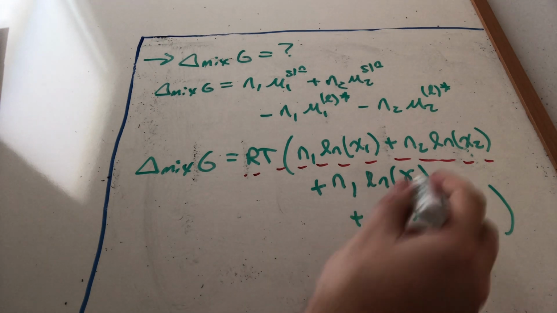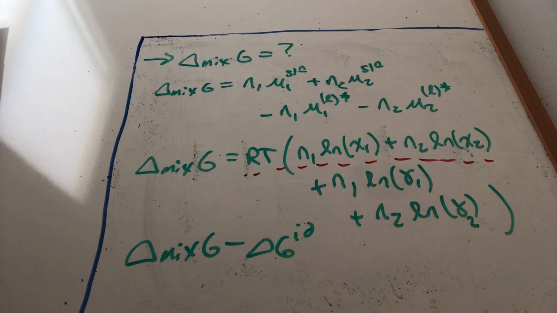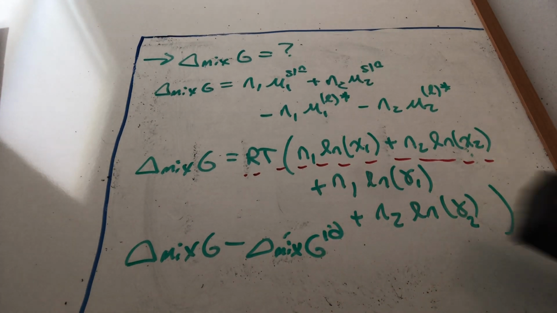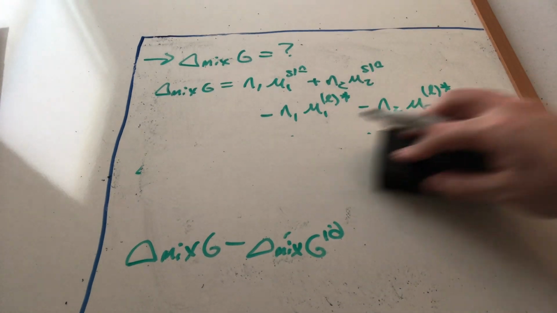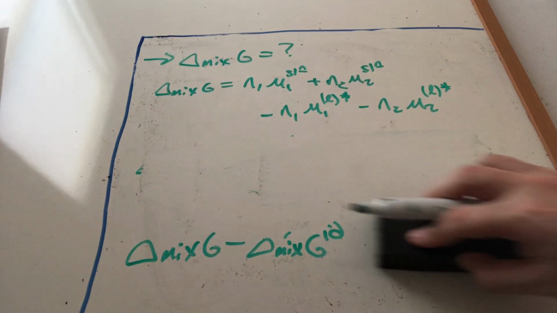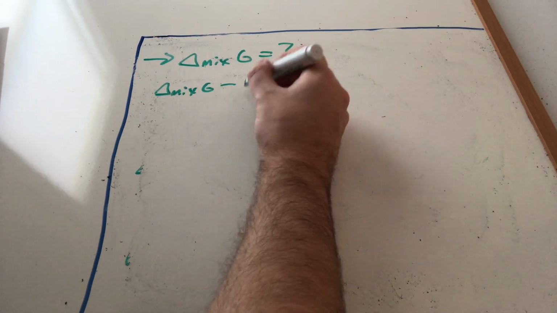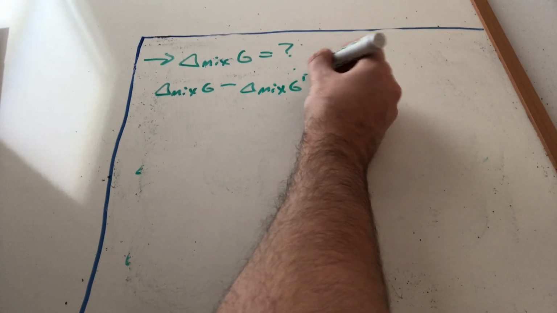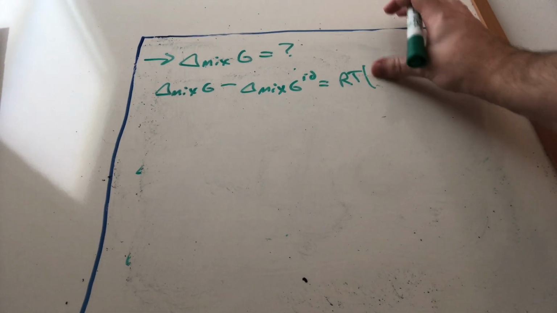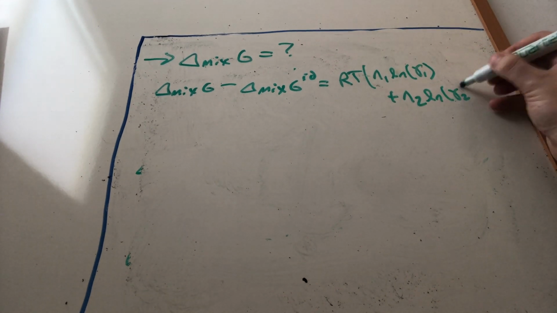Now, your book defines this extra stuff: delta G mix minus delta G ideal for a mixture is equal to all that extra stuff. So imagine you took all that ideal stuff and brought it to this side and subtracted. What you're left with is that difference between your regular solution's Gibbs energy of mixing and your ideal solution's Gibbs energy of mixing. And that looks like RT times N1 natural log of gamma 1 plus N2 natural log of gamma 2.